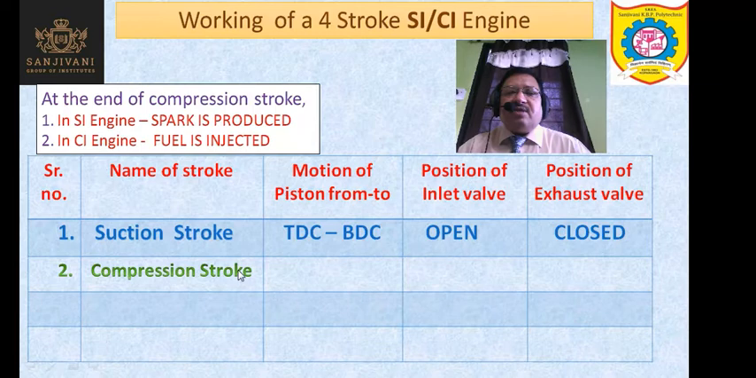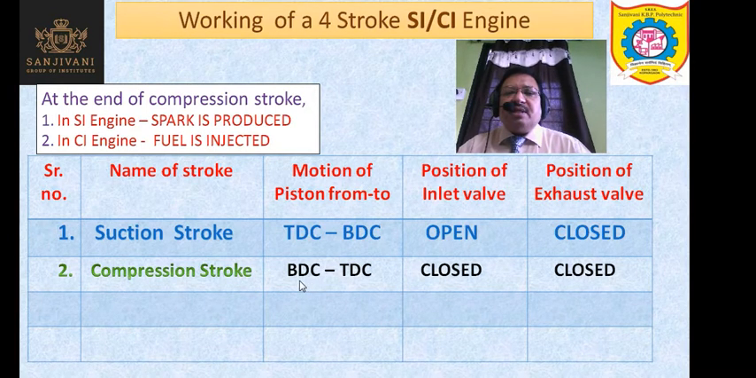Second stroke is the compression stroke. In compression stroke, the piston moves from bottom dead center to top dead center. The inlet valve is closed and the exhaust valve is also closed. Both the valves are closed. So then only compression will take place. The piston is moving from bottom dead center to the top dead center, and when both the valves are closed, then the volume of the cylinder is reduced. So automatically there is a compression.